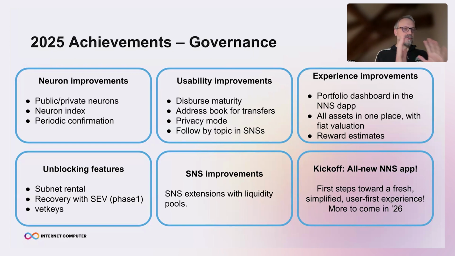Then we unblocked features that have been mentioned by Maria and Manu, so I'm not going to go into detail. We enabled better liquidity management for SNSs by using SNS extensions to allow them to maintain liquidity on ICP DEXs. And last but not least, we started working on a completely new experience for the NNS frontend. Now, this is still kind of in private, but we did some amazing steps here. So I'm really, really looking forward to the day, hopefully early 2026, that we can show this new thing to the entire community. Next slide.